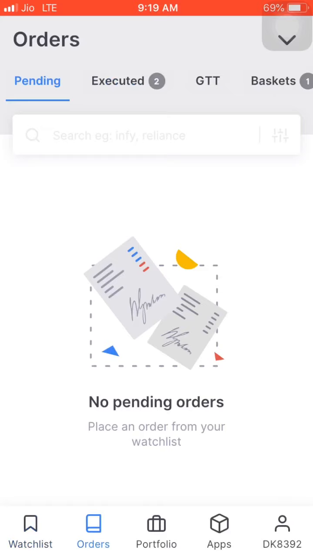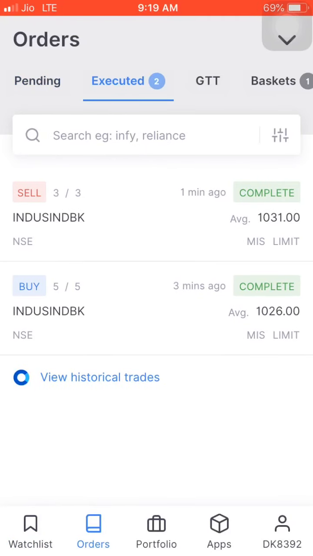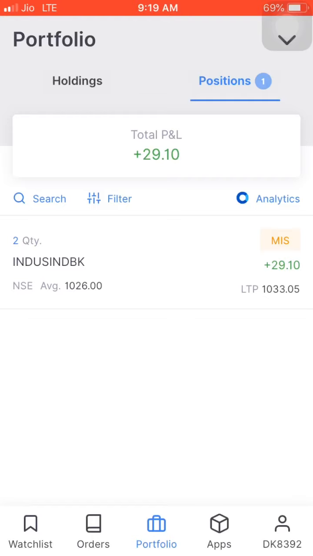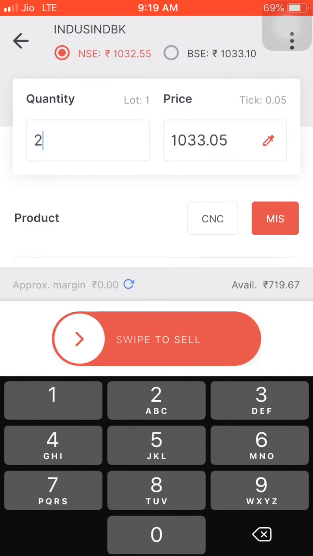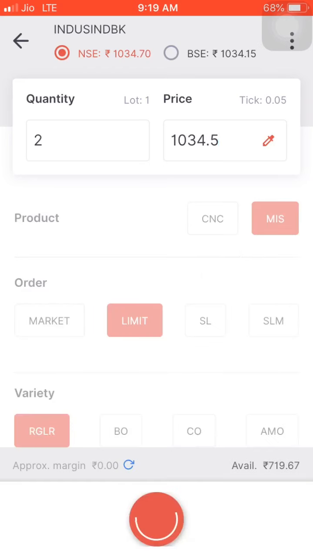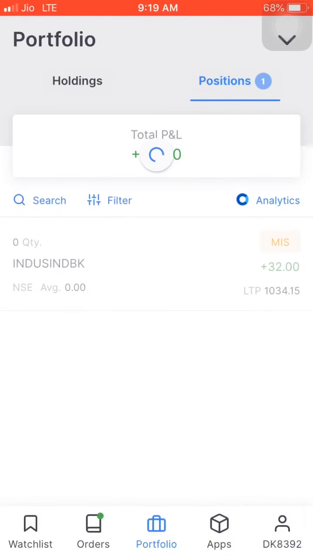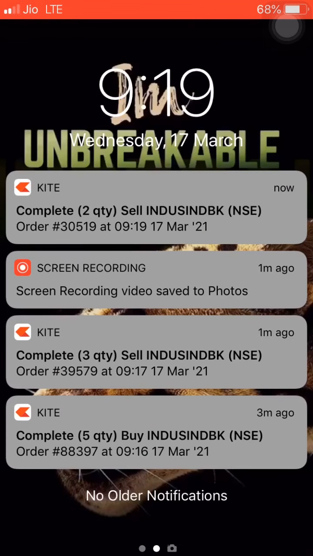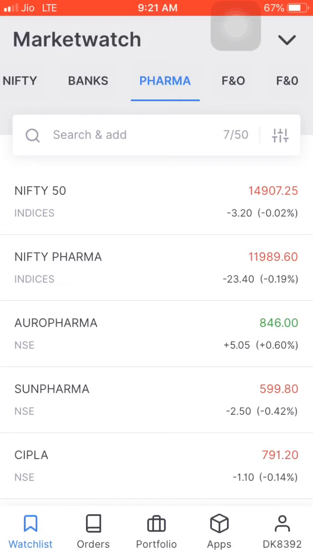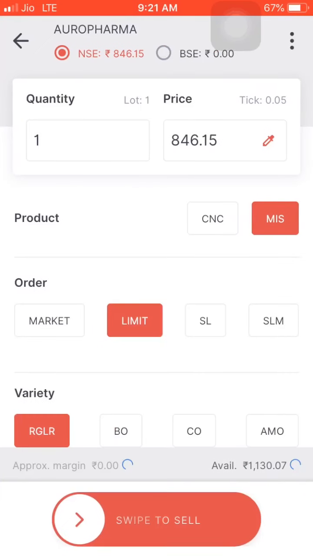Guys, our order for the 3 quantities has been executed and the remaining 2 quantities are left, so let's place a position for them too at 1034, 34.5, more than enough. So our first trade has been completed with a profit of 32 rupees. The time is around 9:19. We took just 4 minutes for the first trade.